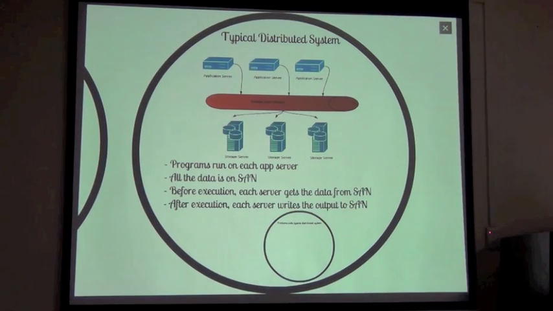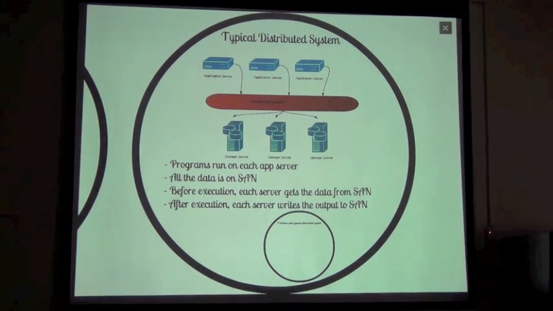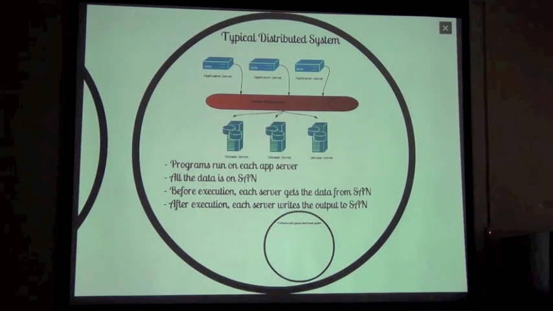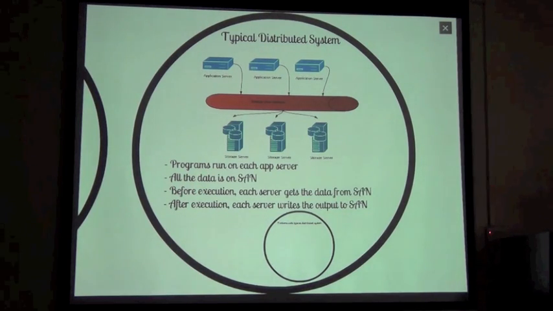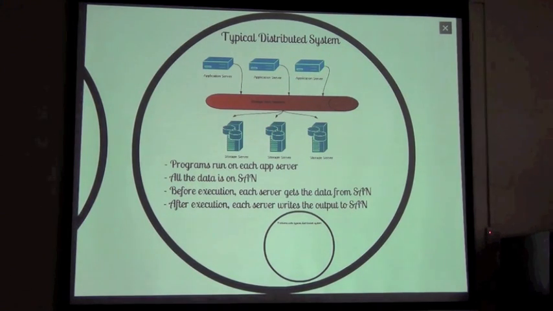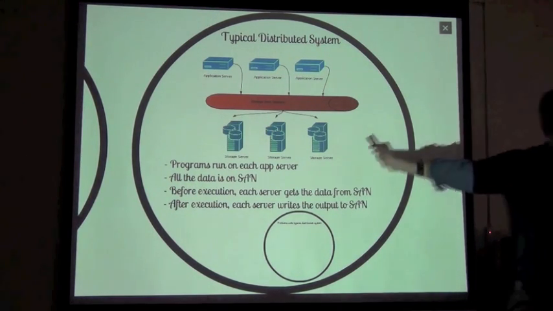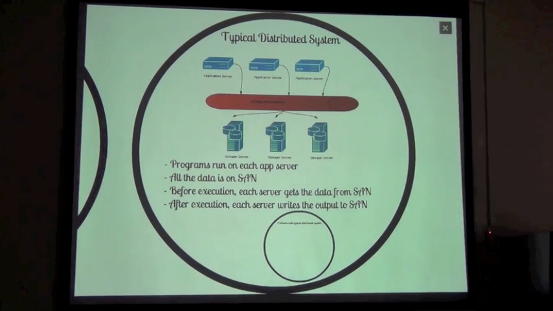So let's look at the flow. Programs run on each app server. All the data is in the storage area network. Before execution, each server gets data from SAN. After execution, each server writes output to the SAN. Clear? This is how distributed computing has been around.